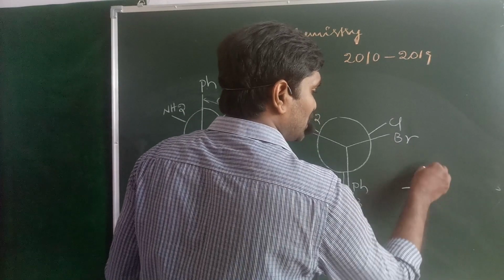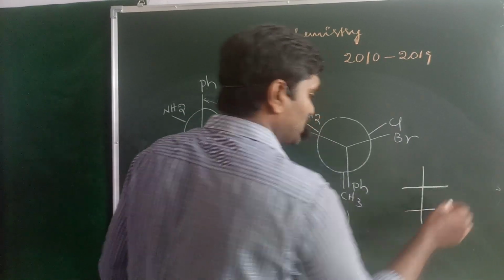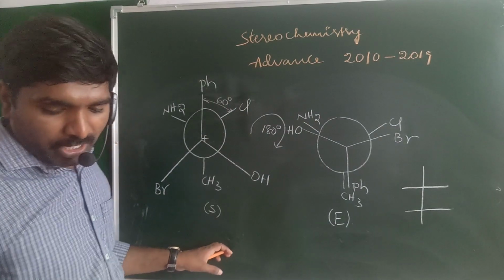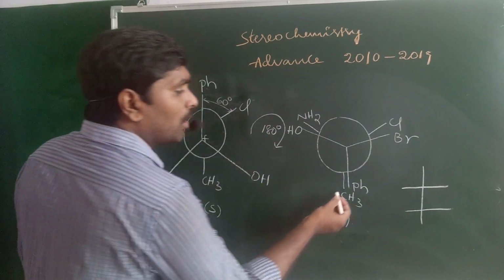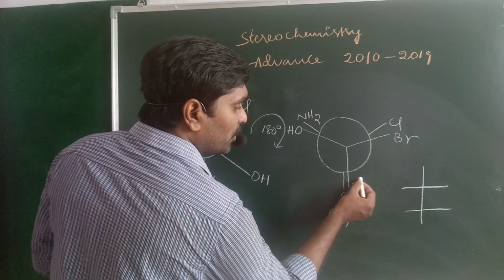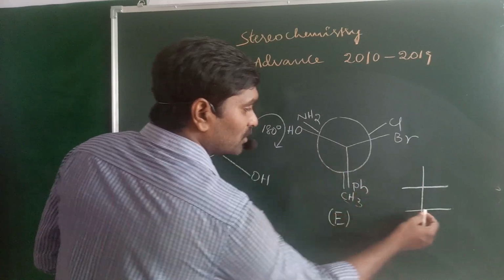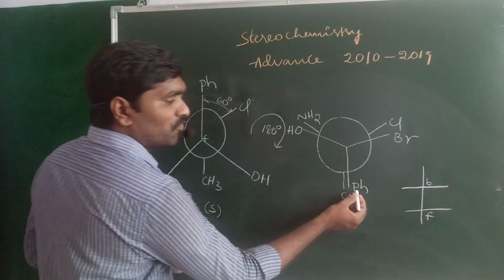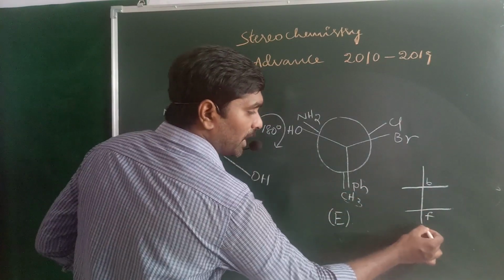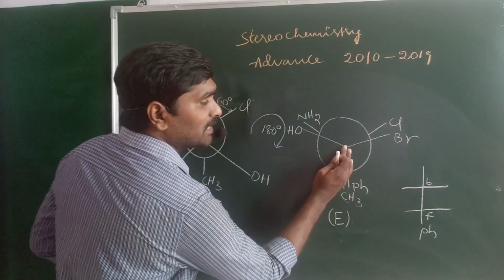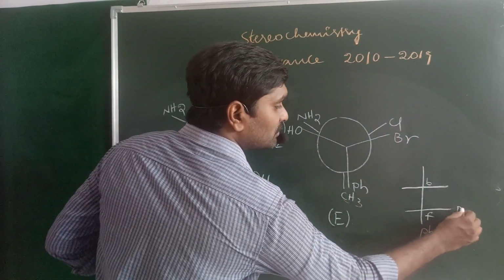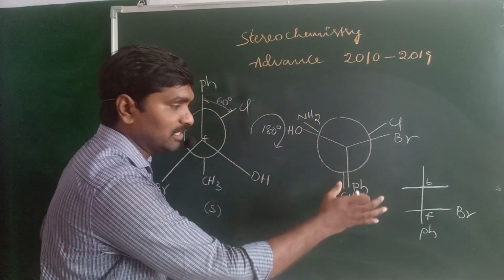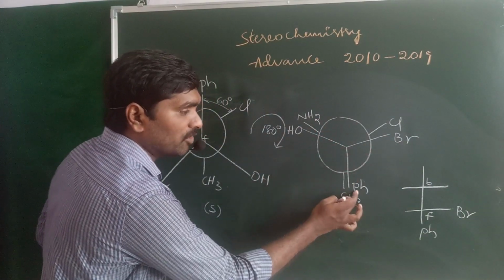The Fischer projection is indicated with vertical lines as well as horizontal lines. This is the front carbon and this is the back side carbon. The front carbon has pH, and on its right side Br is there. You just write the same configuration; you don't change anything. So on the vertical line you have the pH.